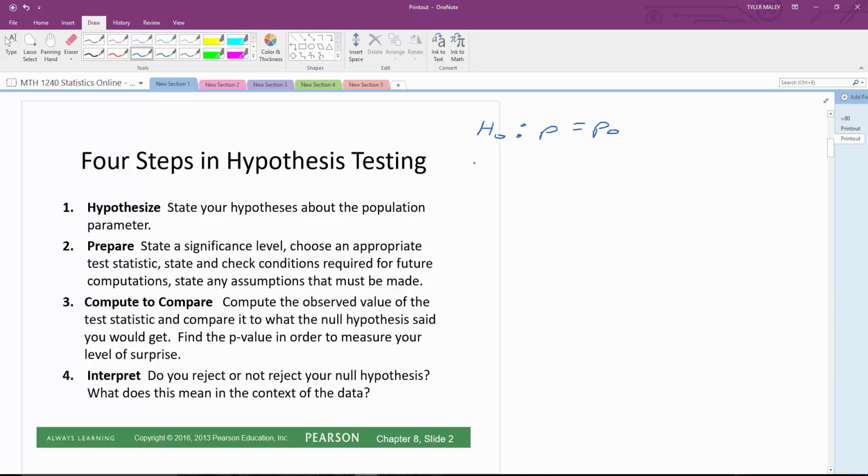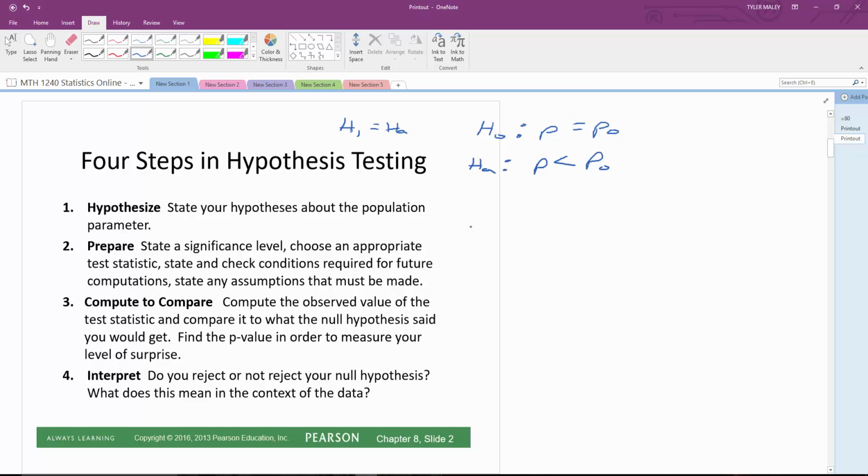And then we also have an alternate hypothesis, which we can denote by HA, or as I mentioned before, some texts will use H sub 1 for the alternative hypothesis. So we have the null hypothesis, which always has an equal sign, and then we have an alternate hypothesis. The alternate hypothesis can come in 3 different ways. We could have P being less than P naught, P sub 0.